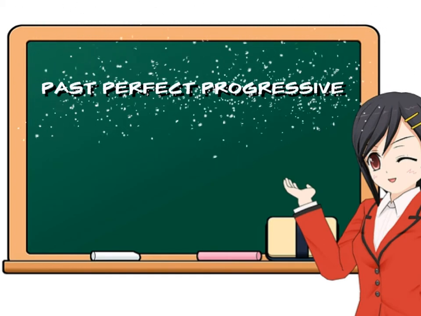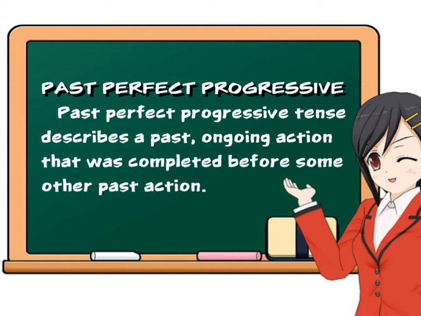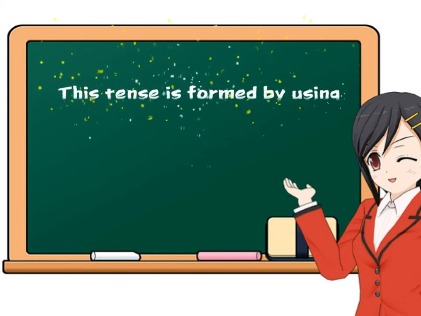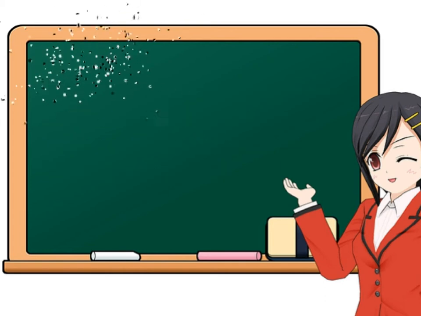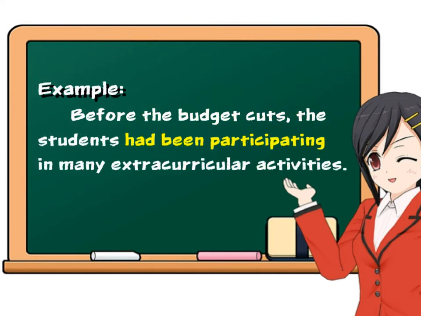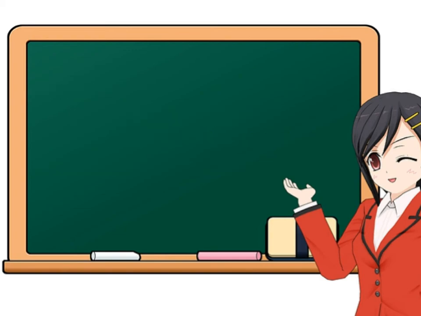Past perfect progressive. Past perfect progressive tense describes a past ongoing action that was completed before some other past action. This tense is formed by using had been and the present participle of the verb. Example: before the budget cuts, the students had been participating in many extracurricular activities.